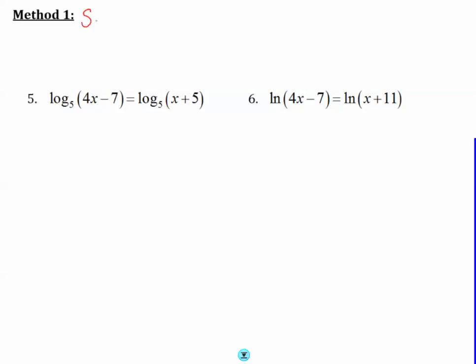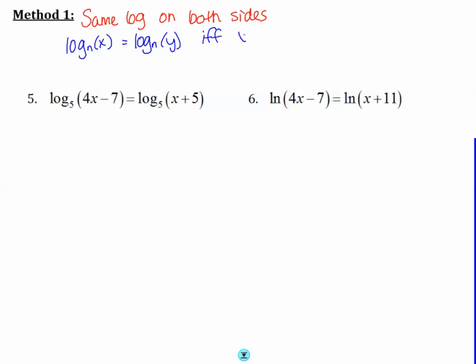So if you have the same log on both sides, then you use the property that log base n of x equals log base n of y if and only if x equals y. Now, one of my friends in high school called this the lumberjack theorem because you're chopping logs off both sides of the equation.